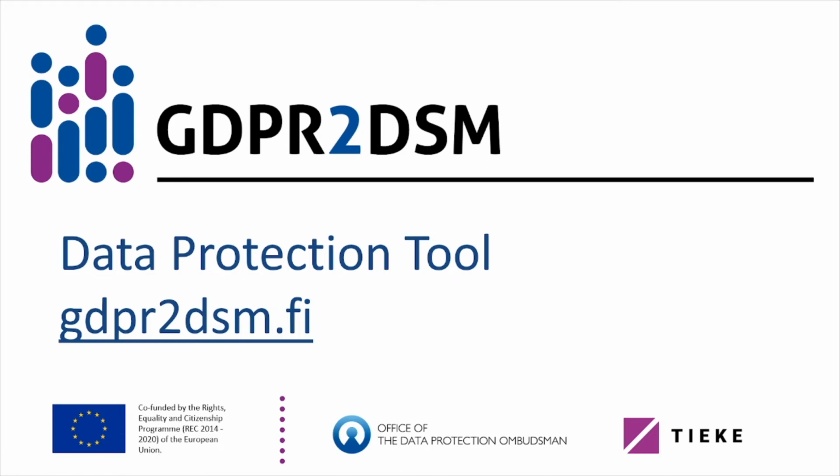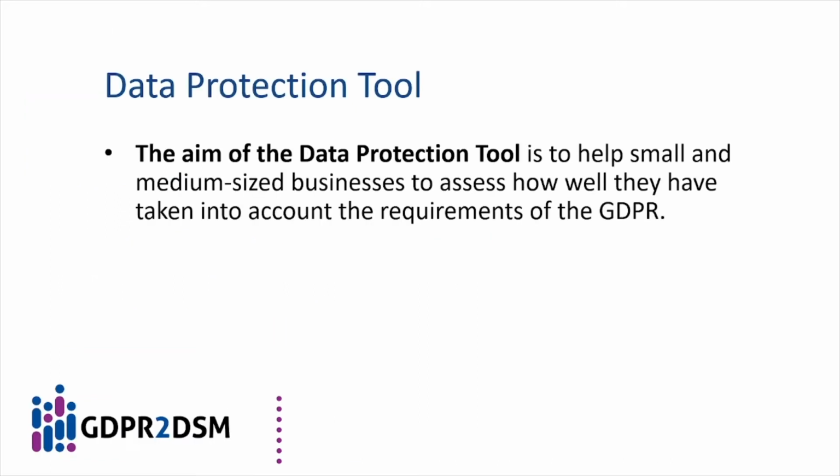Hi, this video introduces the data protection tool for small and medium-sized enterprises, SMEs, created by the Office of the Data Protection Ombudsman and TIEKE, the Finnish Information Society Development Centre. The tool has been developed within the GDPR to DSM project, which aims to increase the data protection competence of SMEs. The aim of the data protection tool is to help small and medium-sized businesses to assess how well they have taken into account the requirements of the General Data Protection Regulation.